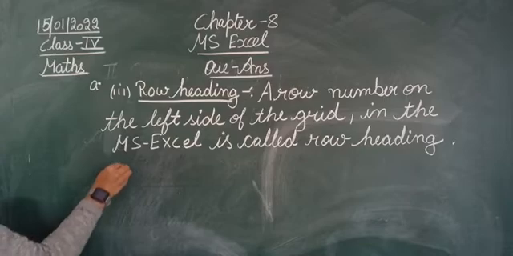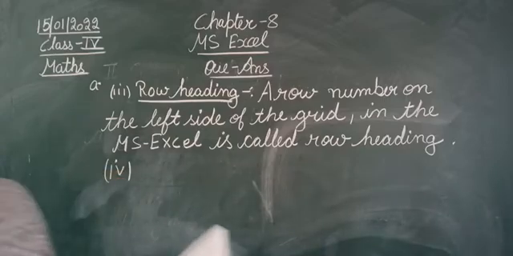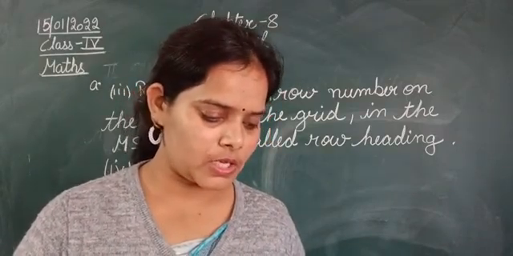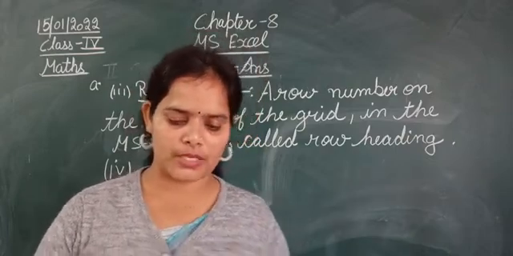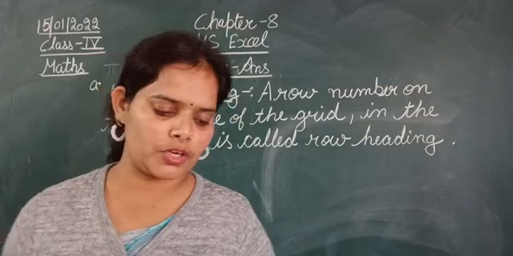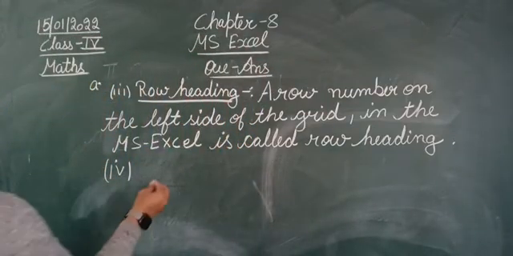The fourth term is cell. What is cell? The intersection of each column and row in a worksheet is called cell. Okay, the fourth one is cell.